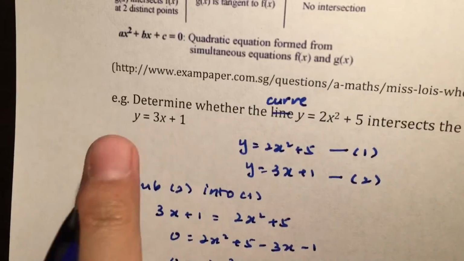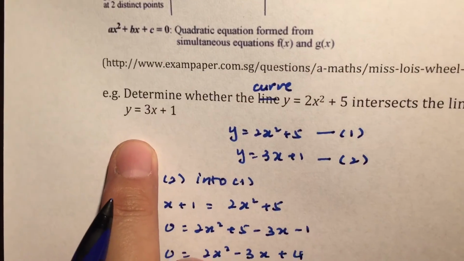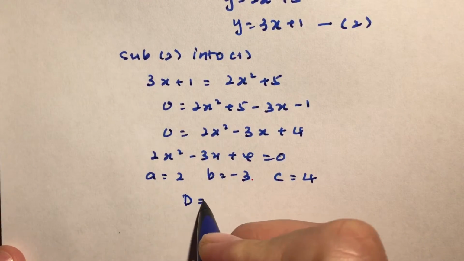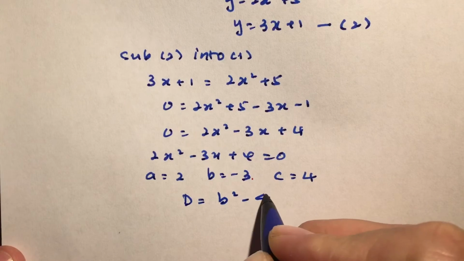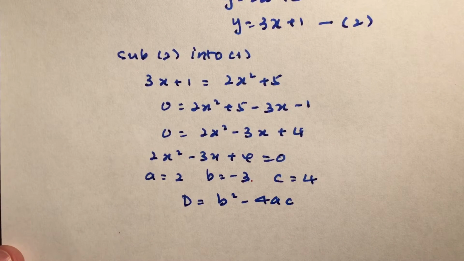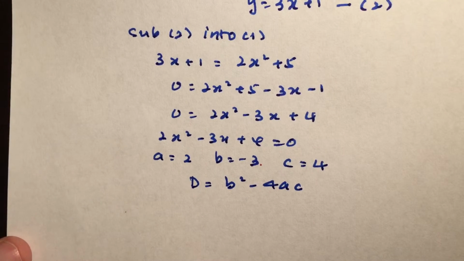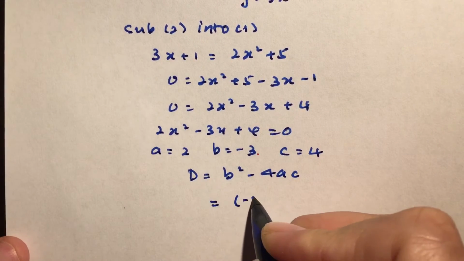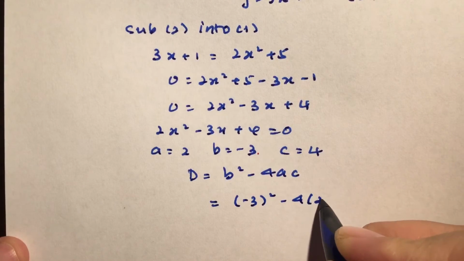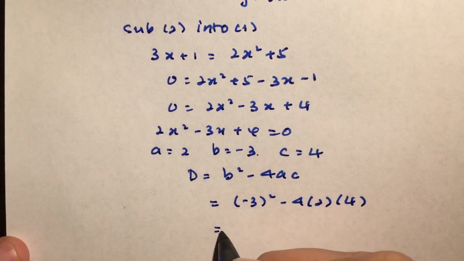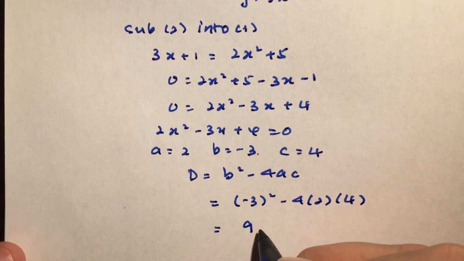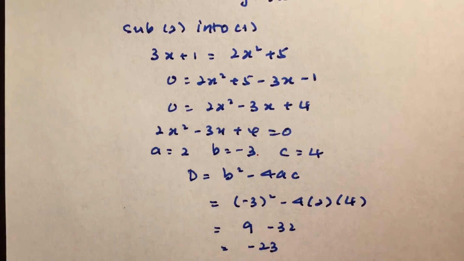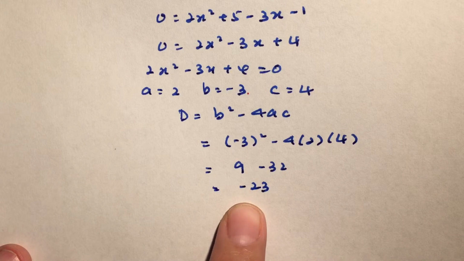So how do we determine whether the curve cuts the line? We can use the discriminant, remember that we did earlier on. Our discriminant is in general form: D equals b squared minus 4ac, because we do not know which kind of roots or intersections we're going to have. From here, we put the b value in, the a value in, and the c value in. When we expand this out, this is 9 minus 32. This will give us negative 23. So we have a negative discriminant here.